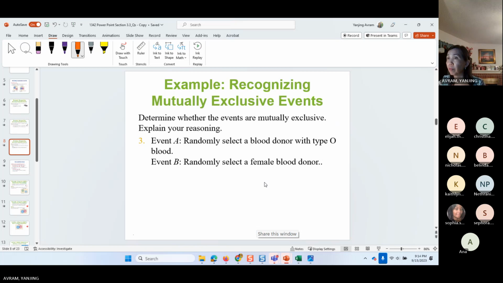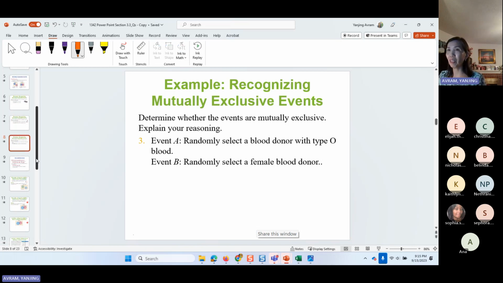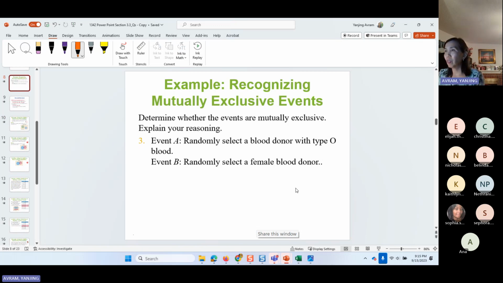Blood type: randomly select a blood donor with type O, randomly select a female blood donor. Well, you can be a female and also have type O blood. So that is not mutually exclusive. Mutually exclusive would mean that if you are type O, you cannot be a female, and there's no such thing. You can be a female and also a type O person. So those are called not mutually exclusive.